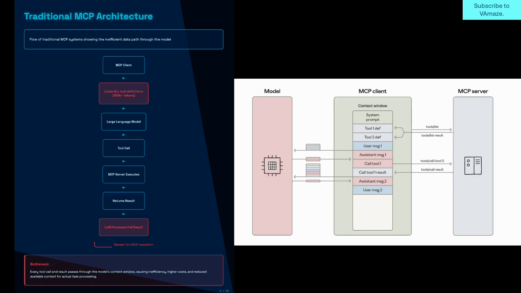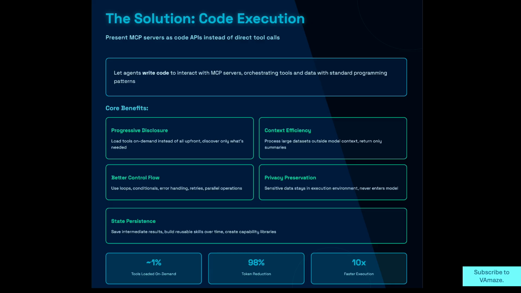And the solution, it turns out, comes from a different way of thinking about how agents interact with tools. The solution. So what's the solution? It's actually elegantly simple. Instead of presenting MCP servers as direct tool calls, we present them as code APIs, then we let the agent write code to interact with those APIs. This might sound like a small change, but it fundamentally transforms the architecture, and it addresses both of our efficiency problems simultaneously. Here are the key benefits of this approach.